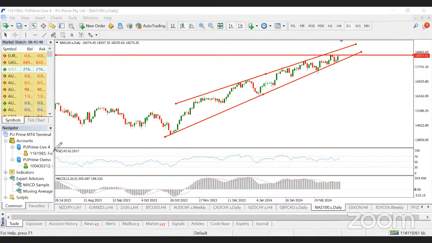Mr. is asking what instrument is DJ30? That's Dow Jones. On some platforms, it's labeled as US30. It's the same thing as DJ30 on our platform.